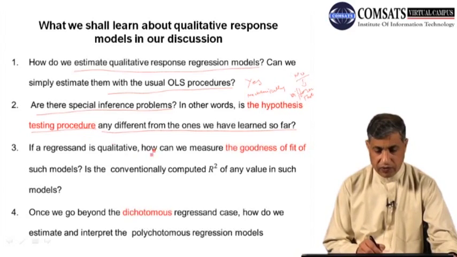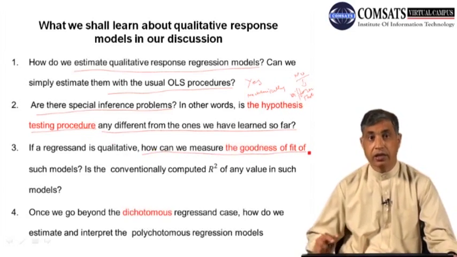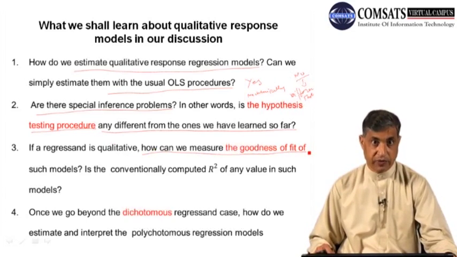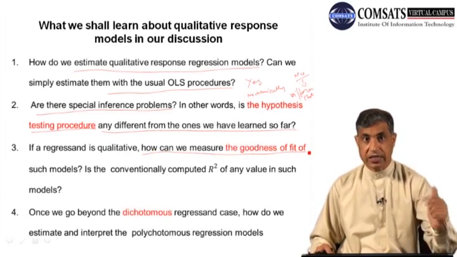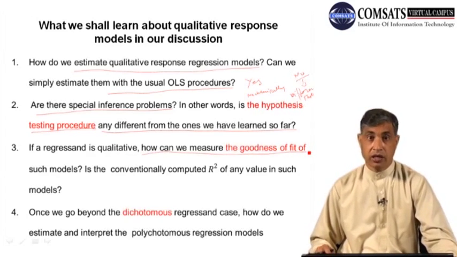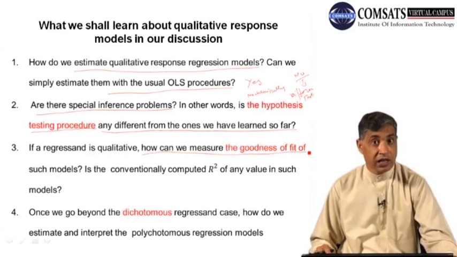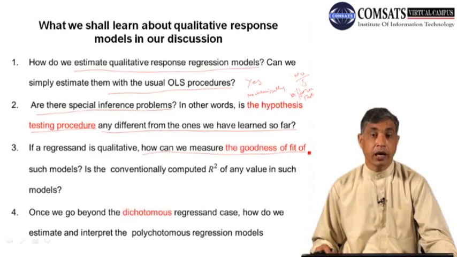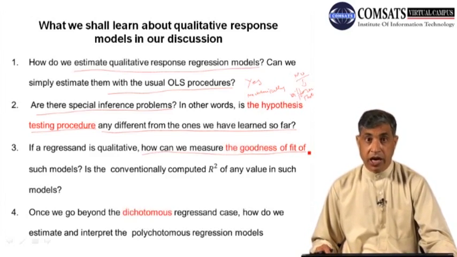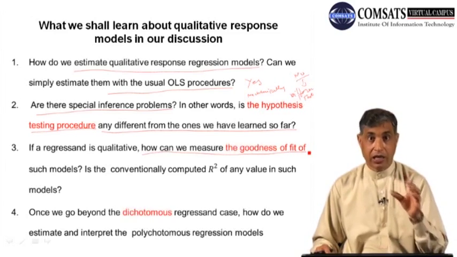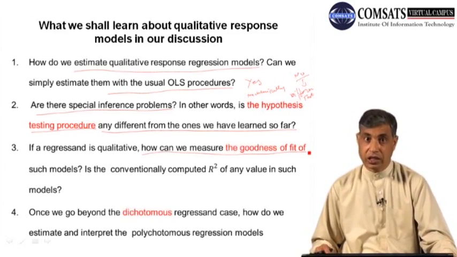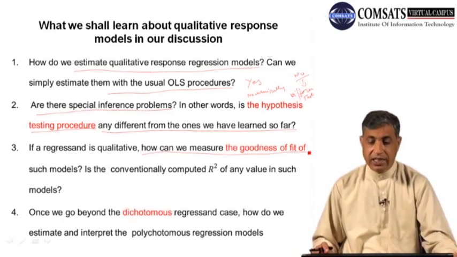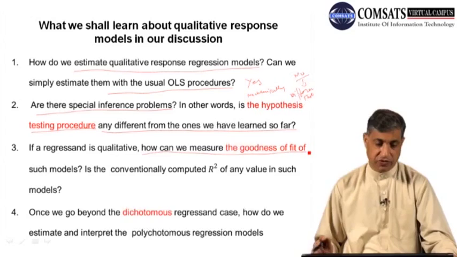If the regression is qualitative, how can we measure the goodness of fit? Another hit on your previous knowledge: R square, the coefficient of determination, tells us how much variation in the dependent variable has been explained by the independent variable. It also becomes questionable. So when the dependent variable is qualitative, there are many problems. First, OLS is now limping, and it may show some incorrect results. The other is that the goodness of fit creates some problems.